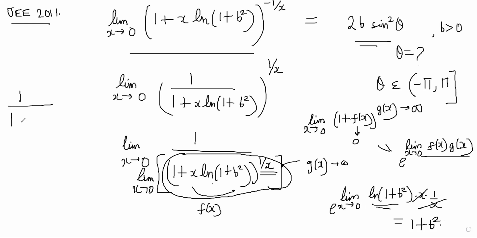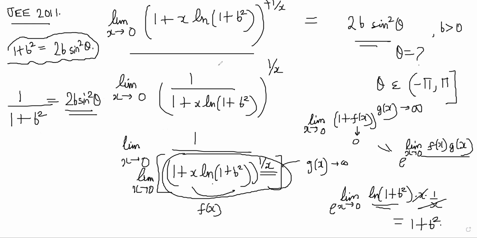So here 1 by 1 plus b square is equal to 2b sine square theta. Now you have to solve for theta. Actually, I think there's a printing mistake, because if it was plus, I would have gotten 1 plus b square. This is a much better question because this uses another thing. I think it is a printing mistake.